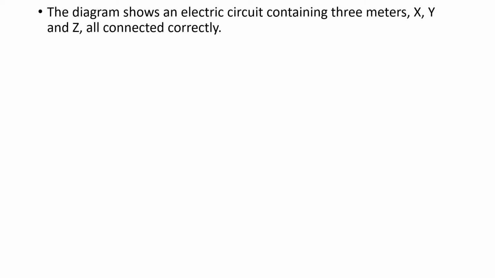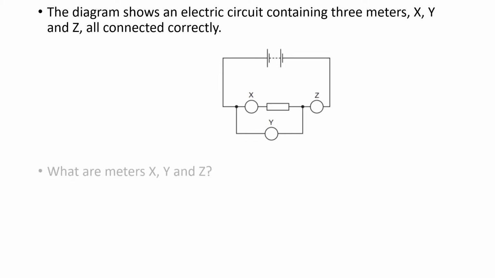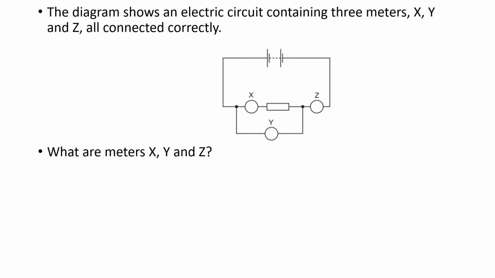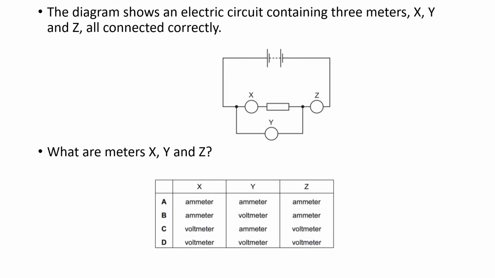The next question is, the diagram shows an electric circuit containing 3 meters X, Y and Z, all connected correctly. This is the diagram. What are meters X, Y and Z? Here we have to find out X, Y and Z, and the options are these.